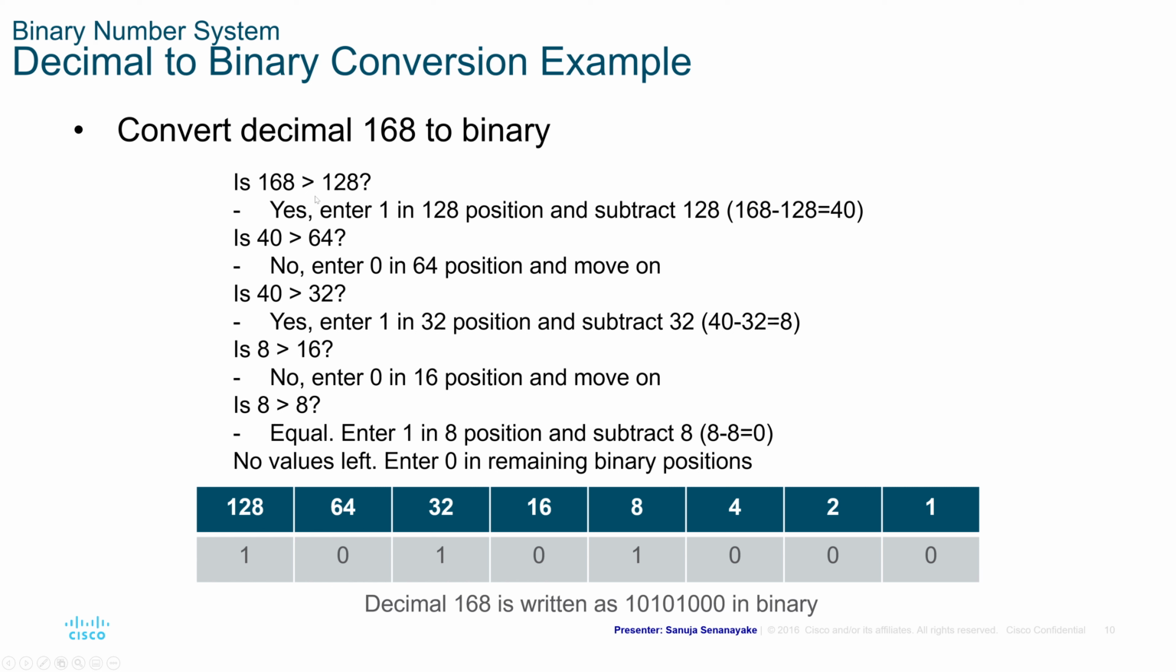So 168 minus 128 equals 40, because we have already taken into account the first positional value of 128. Now we have 64. The positional value of 64 is going to be compared against the remaining value of 40. When you compare that 40 to the positional value of 64, the 40 is less than 64. That means we cannot satisfy that positional value, so we're going to put a 0 there. We're going to move on to the next one.